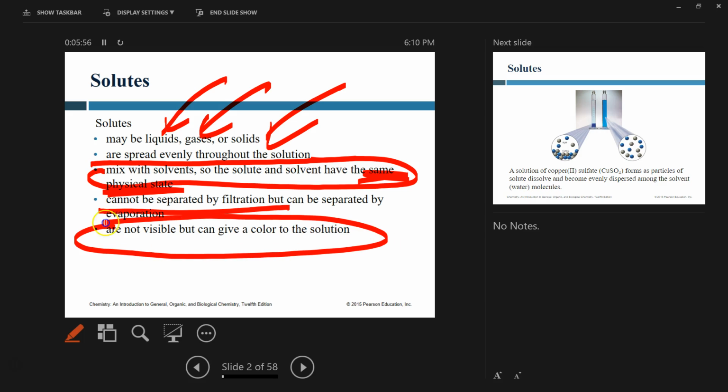And solutes in the true solution are never visible. They can give it a color, but never visible. As we experienced in the lab, if you take blue copper sulfate and add a few crystals to colorless water, the solution turns blue. You know, it's still liquid, but it's just blue. Does that make sense?